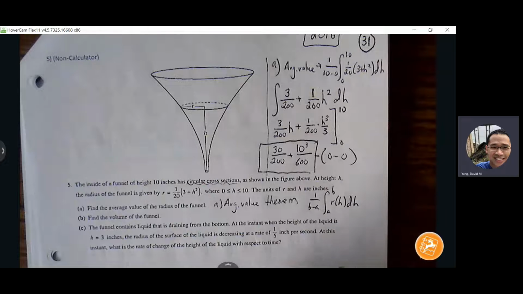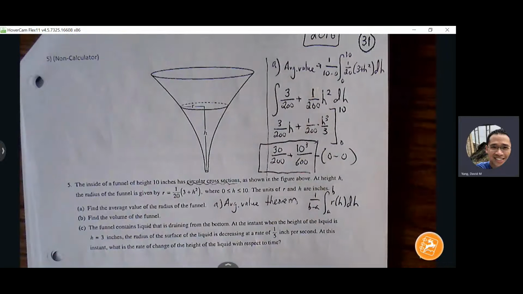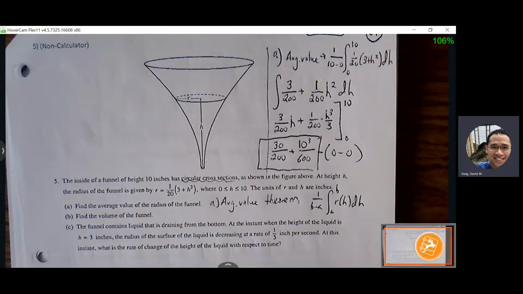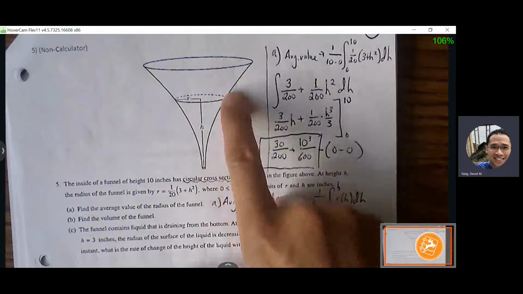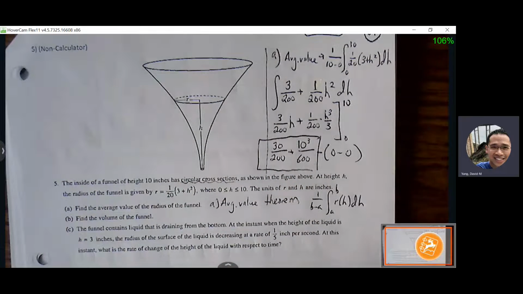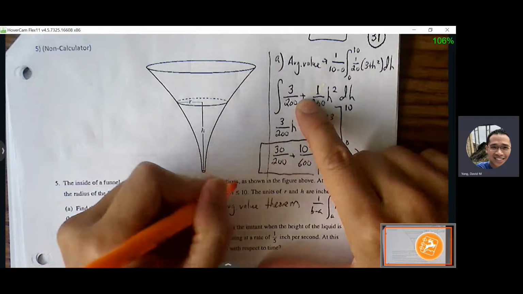Part B is what threw students a lot off a couple years ago when this was given. It says find the volume of the funnel. And I think some students were looking at this thinking, wait, is this like a similar triangles problem? Maybe I have to do that, but this is not a triangle, right? We got a curve region here. But the hint is here. It's a circular cross section.